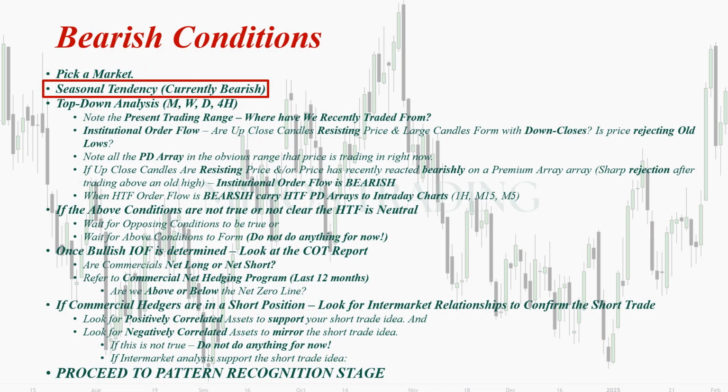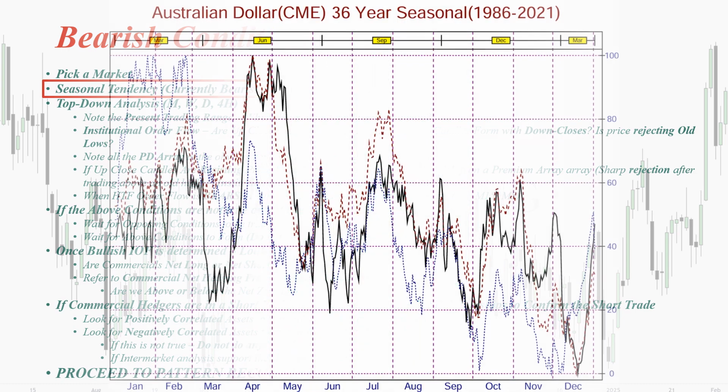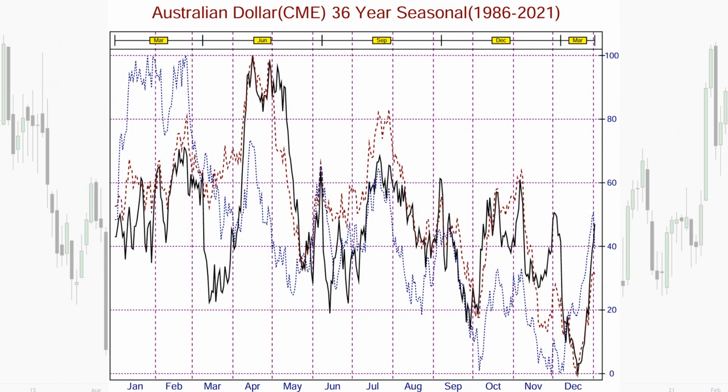After picking the market, I check its seasonal tendencies. Here we can see the 36-year seasonal tendencies of the Australian dollar futures. We can see that the Australian dollar usually drops sharply at the beginning of December, meaning that we can start looking for our bearish conditions to provide a narrative in which we can identify bearish patterns to execute on.